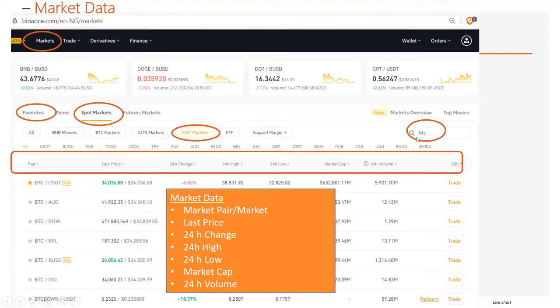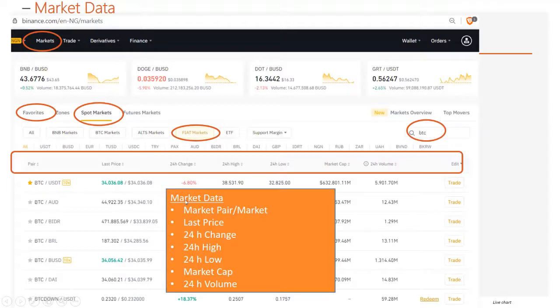So I'm on fiat. I can type and search for the particular coin I want. Then I can add that particular market I'm trading to my favorites. All I need to do is to click on that star, and it's going to highlight. And when you click on favorites, you will see all those coins that you want to trade added to your favorites.